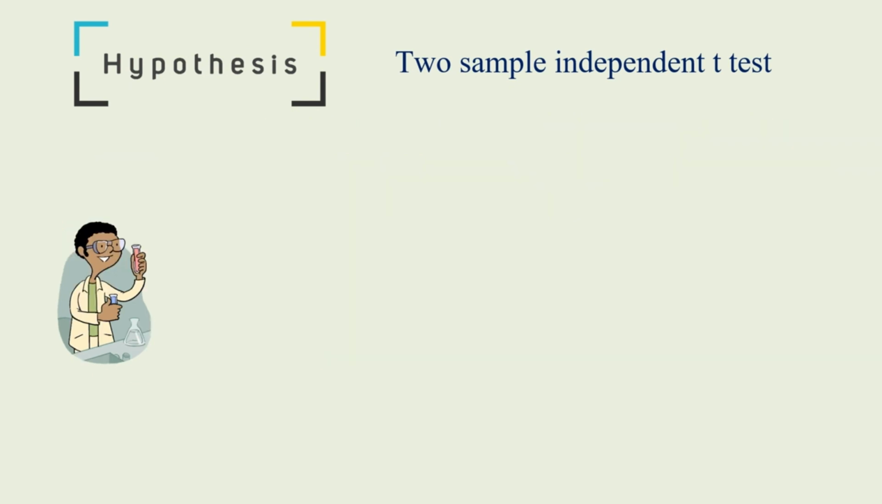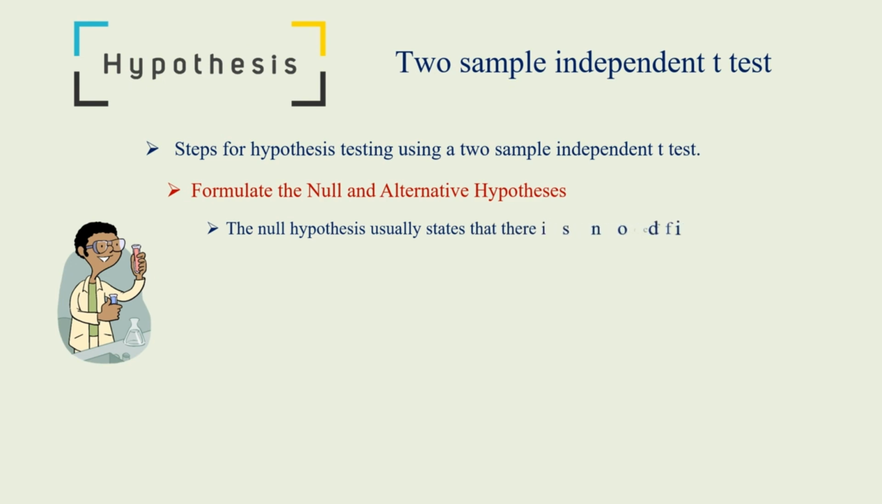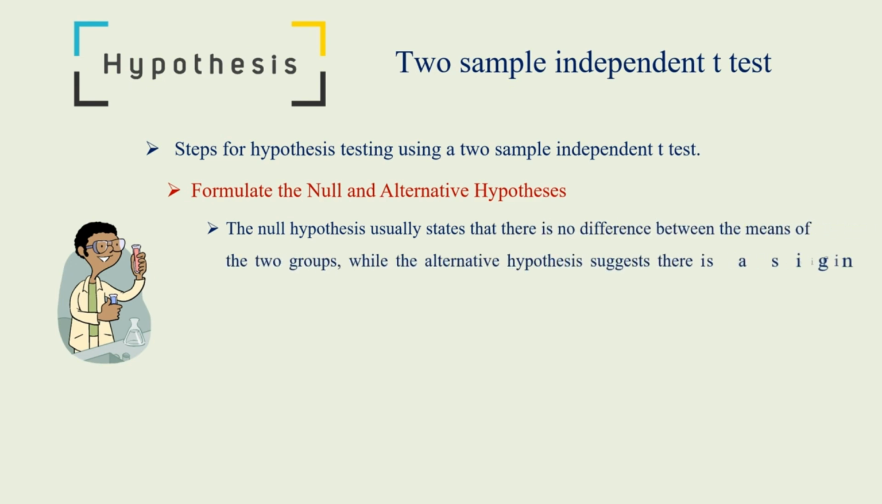Let's now discuss the steps for hypothesis testing using a two-sample independent t-test. First step is, formulate the null and alternative hypotheses. The null hypothesis usually states that there is no difference between the means of the two groups, while the alternative hypothesis suggests there is a significant difference between the means.